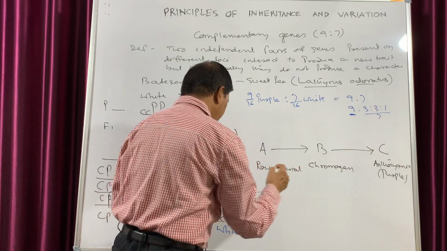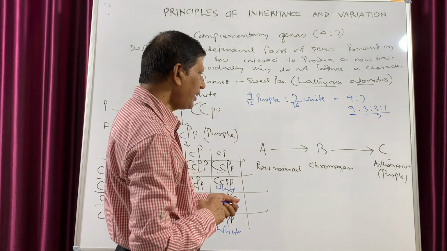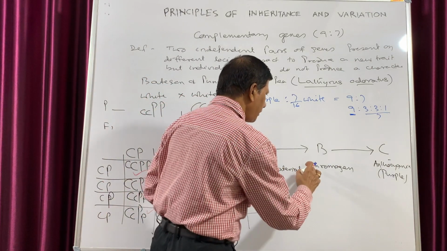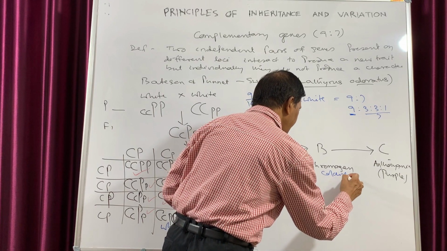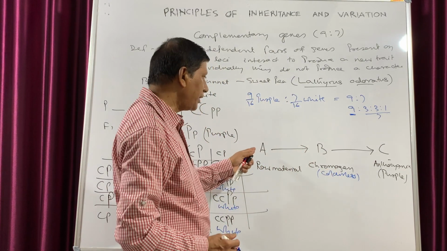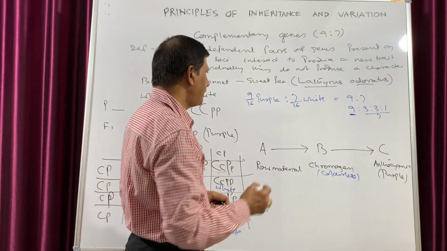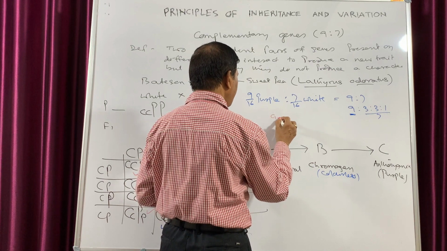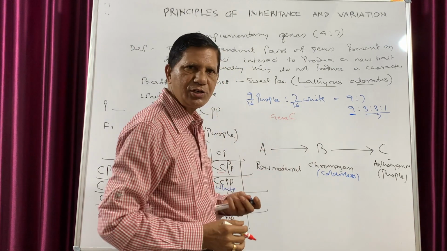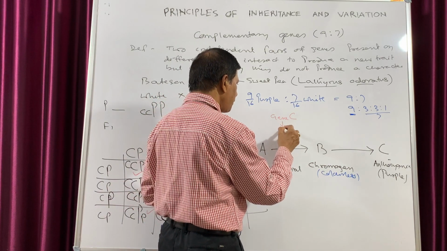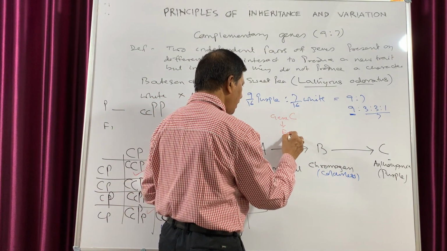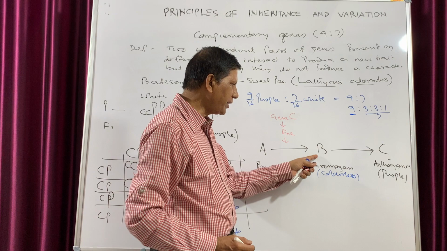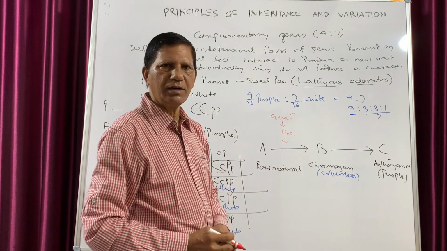So suppose for conversion of the raw material to intermediate chromogen, this intermediate chromogen is colorless. Now, when the raw material is converted to B, this is regulated by the gene C, dominant gene C. And the dominant gene C produces one enzyme, and that enzyme controls the conversion of raw material to the intermediate product, that is chromogen, which is colorless.